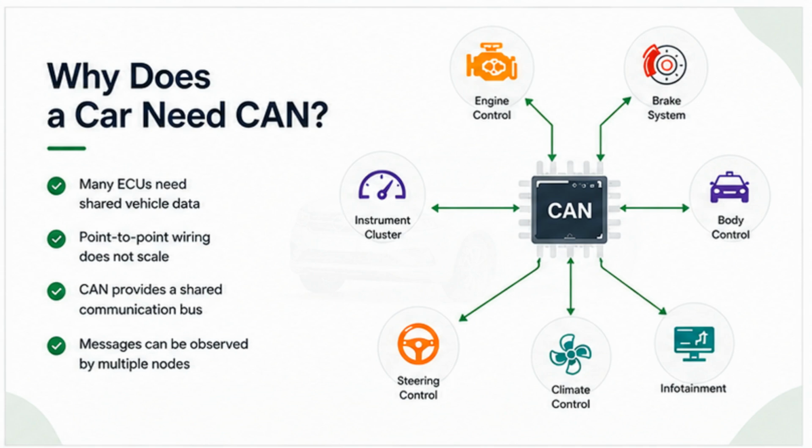Connecting every ECU directly to every other ECU would create enormous wiring, cost, and complexity. Controller Area Network, or CAN, solves this problem by allowing many controllers to share one communication bus. Instead of building hundreds of point-to-point wires, ECUs transmit structured messages onto a shared network. Any controller interested in that information can listen and react. This simple idea is the foundation of CAN communication.